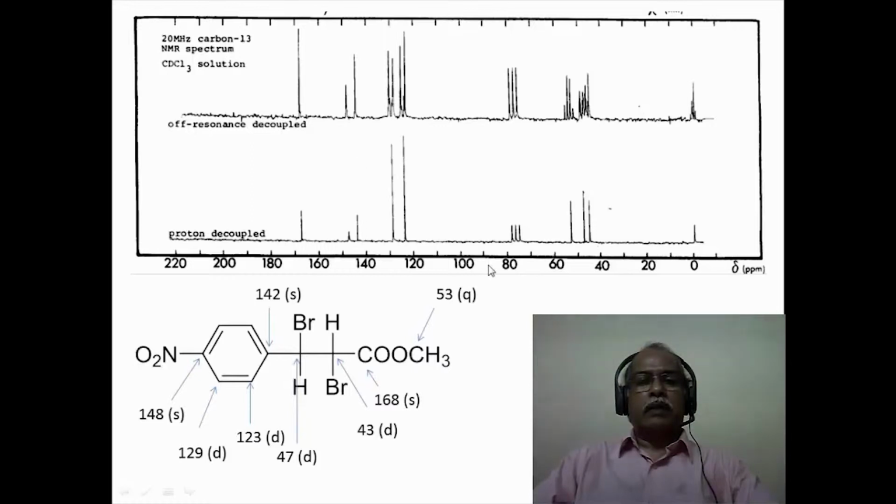Now in the carbon 13, for the carbonyl functional group, one should see the ester carbonyl functional group above 160. Around 168, a singlet is seen in the off resonance spectrum that would correspond to this particular carbonyl functional group. Then in the aromatic region, 4 signals should be seen here: 1, 2, 3, 4. So you can see here 1, 2, 3, 4.